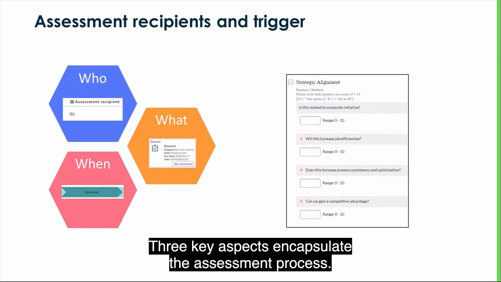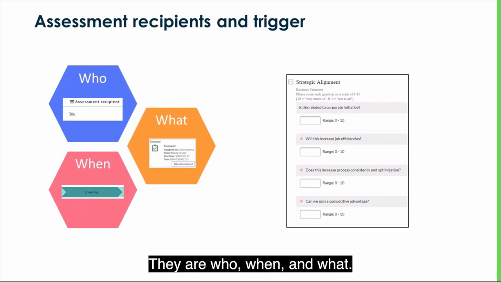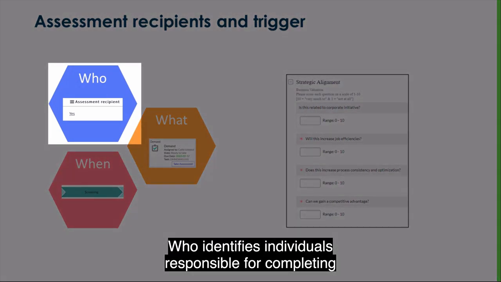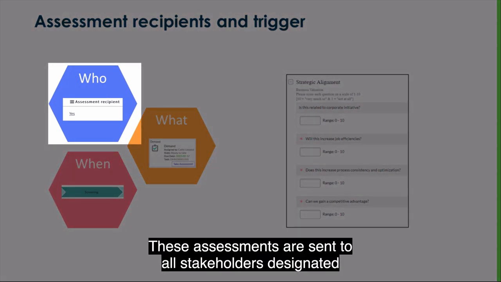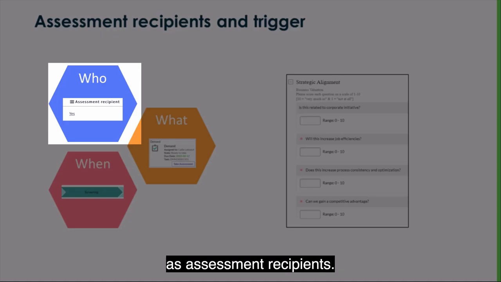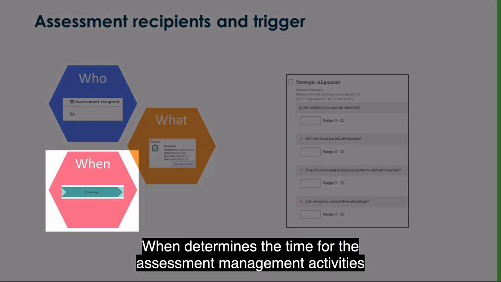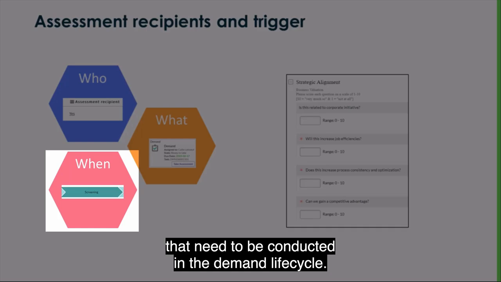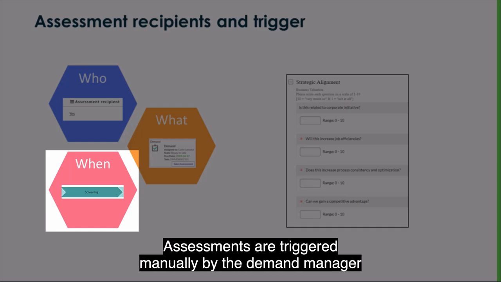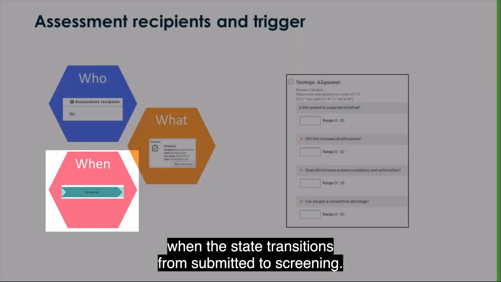Three key aspects encapsulate the assessment process. They are who, when, and what. Who identifies individuals responsible for completing assessments. These assessments are sent to all stakeholders designated as assessment recipients. When determines the time for the assessment management activities that need to be conducted in the demand lifecycle. Assessments are triggered manually by the demand manager when the state transitions from submitted to screening.